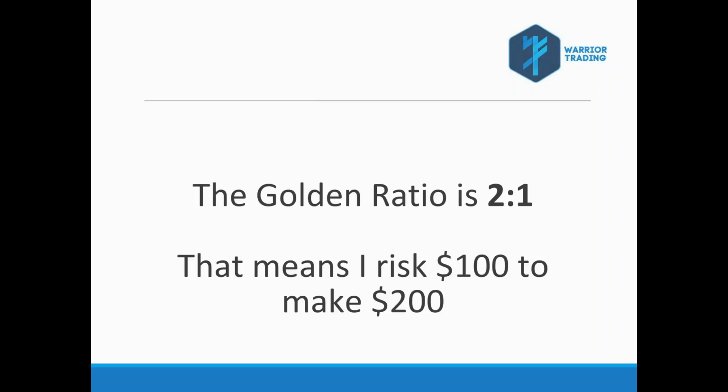Now, the golden ratio that I always refer back to is 2 to 1. When we talk about risk, and this is important, I risk $100 to make $200. Now, if I risk $100 to make $200, how often do I have to be right to break even? If I risk $100 to make $100, I've got to be right 50% of the time. If I risk $100 to make $200, I actually only have to be right 33% of the time to break even, before commissions. So doesn't that sound nice?